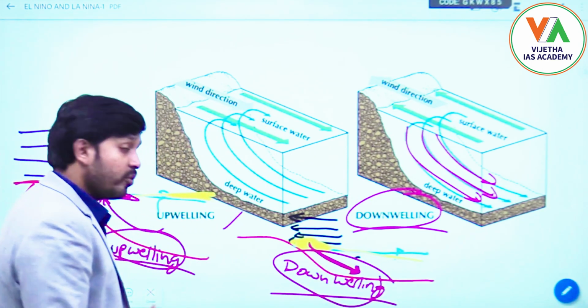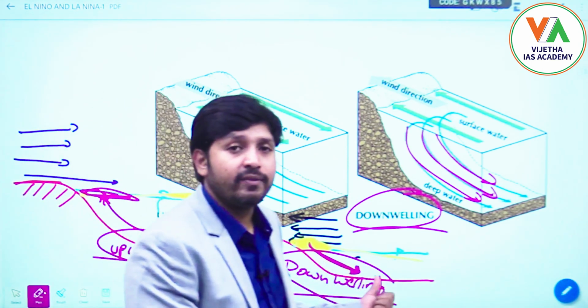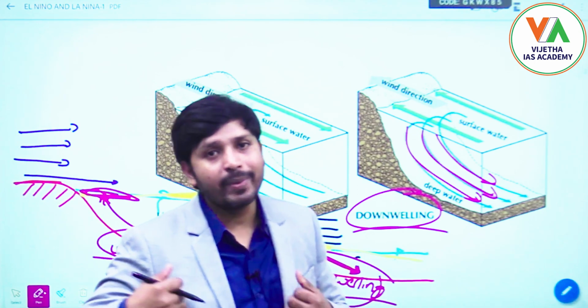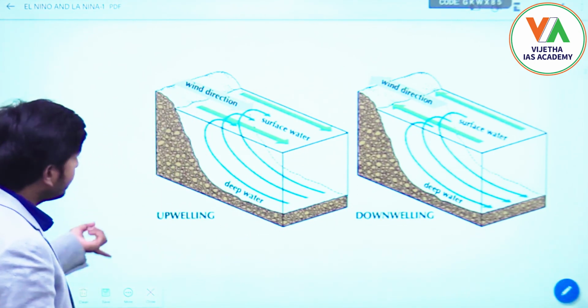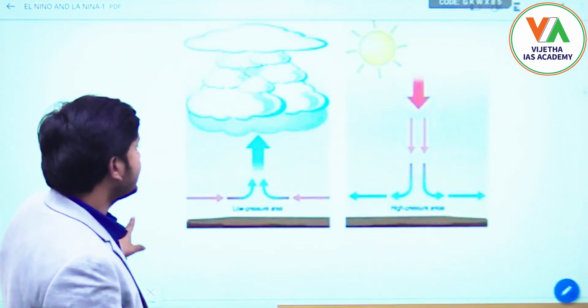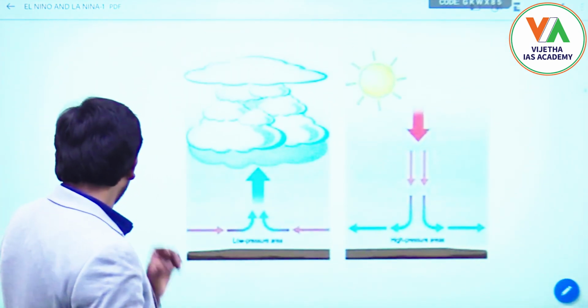So we will see the next topic associated with this, El Nino and La Nina. Then we will go into the major topic of our El Nino and La Nina. Is it clear? So now we will see one more topic.